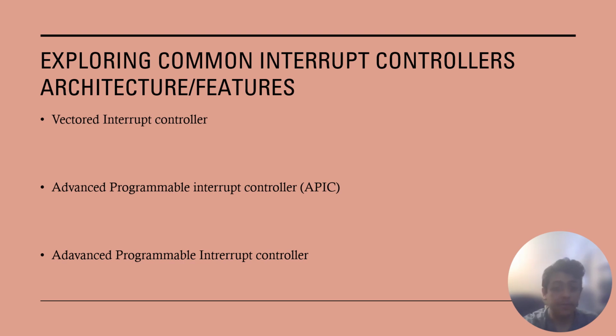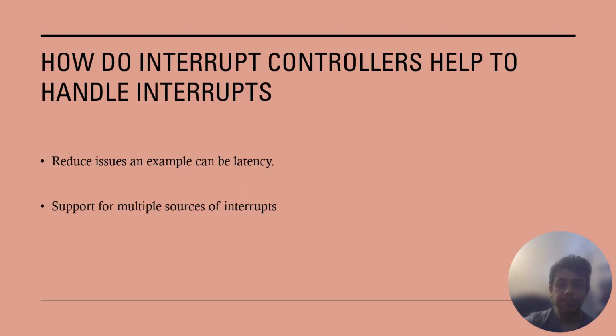Then we have interrupt vectoring, which means that each interrupt has a predefined address, allowing the CPU to quickly locate and execute the corresponding ISR. And next we have scalability and multiprocessor support, which basically means that advanced controllers like an APIC distribute interrupts across multiple processors for better load balancing and system performance.